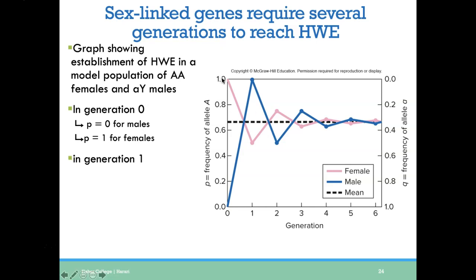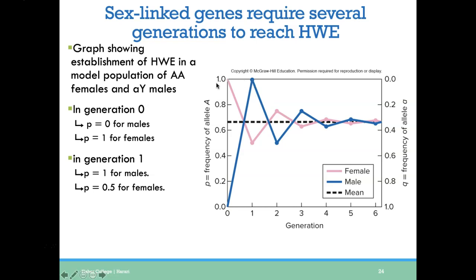And in one generation, so this is generation zero, after one generation, we see something interesting happen. We see that the males become 1.0, all the way up here, and the females become 0.5. This is explained by the fact that males only have one X, and they get all of their X's from their mom only. Since all the females had a P of one, they only had big A's to give, so in the next generation, all of the males will only have a big A.